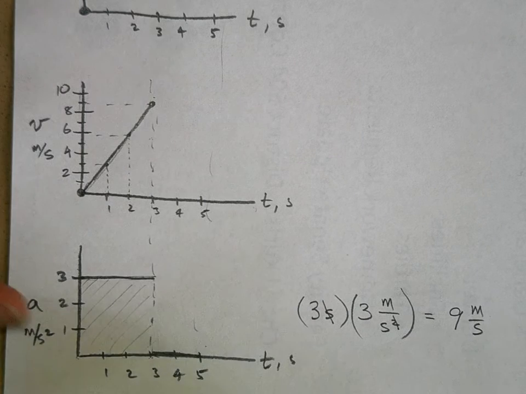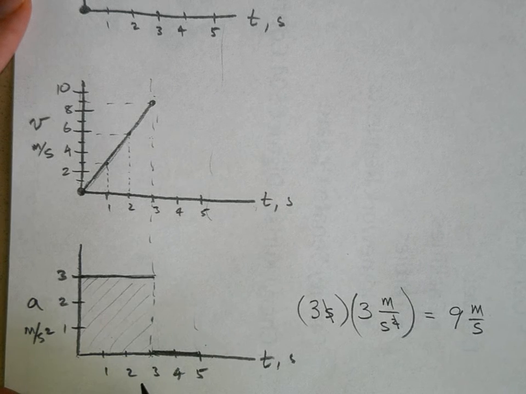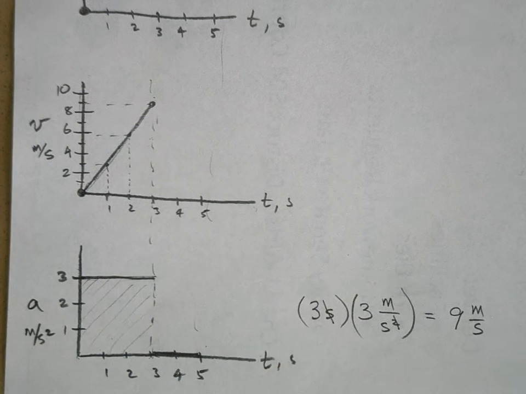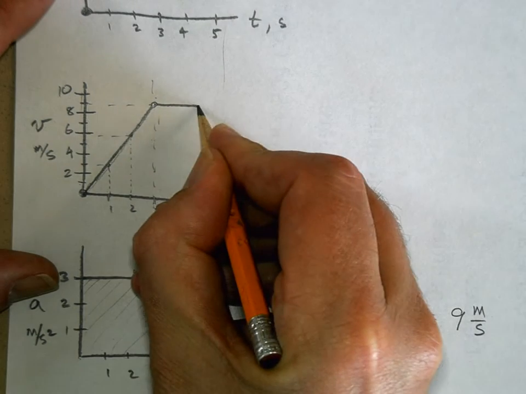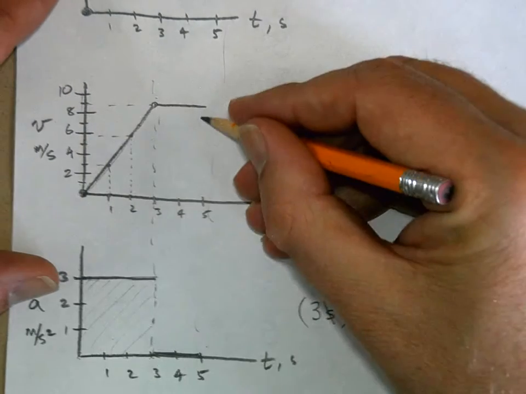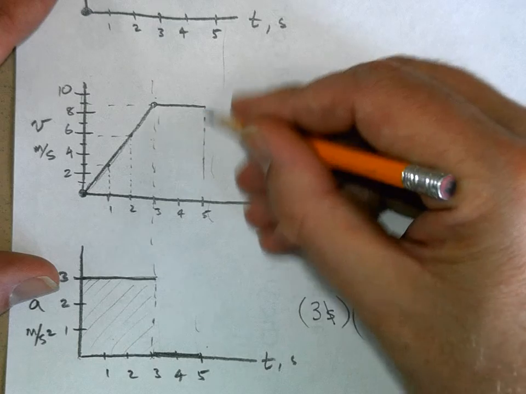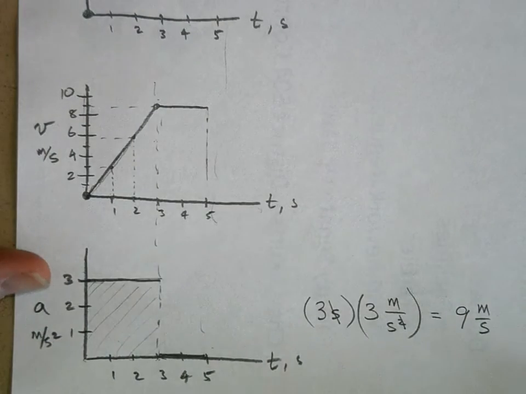And then, what happens? Well, my acceleration is now 0. Acceleration is the rate at which I'm changing my velocity. So I'm not changing my velocity anymore. So what's going to be true about my velocity for those last 2 seconds? It's going to stay 9 meters per second for those 2 seconds. And there's my velocity versus time graph. I'm all done.